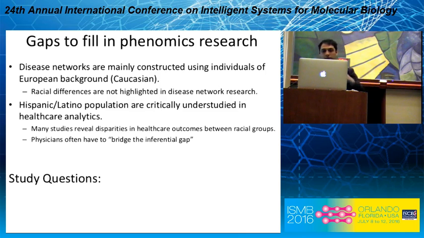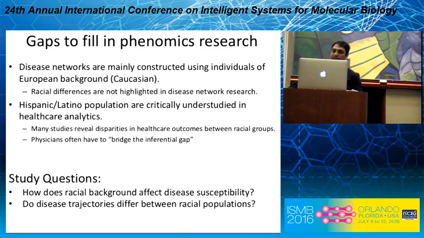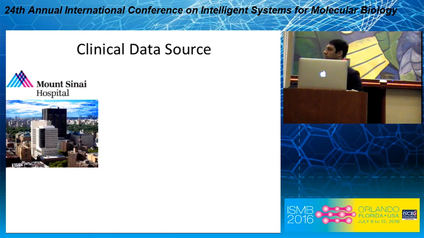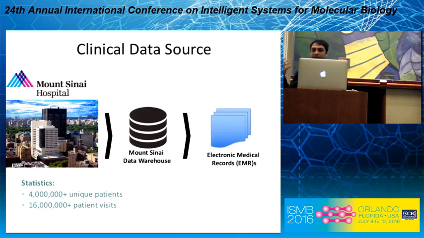So with this in mind, we first wanted to look at how racial background affects disease susceptibility, and furthermore, how disease trajectories differ between these racial populations. So for our study, we used data from Mount Sinai Hospital, which is located in New York City. Mount Sinai stores its data in the Mount Sinai Data Warehouse, where there are over 4 million patients and 16 million patient visits. The Mount Sinai Data Warehouse de-identifies these data into electronic medical records, where investigators can apply for IRB access and get access to these.